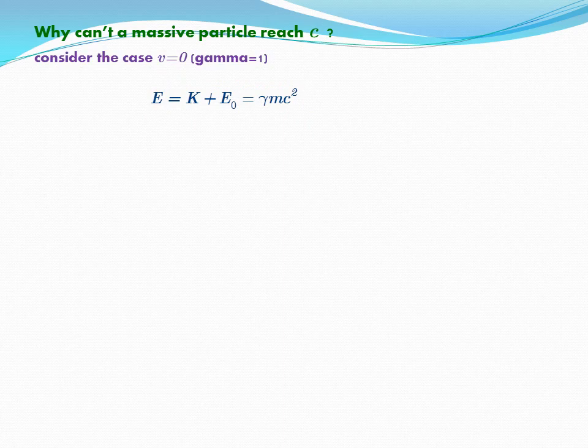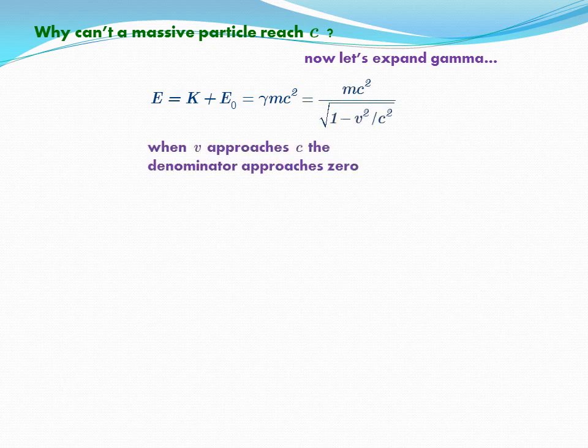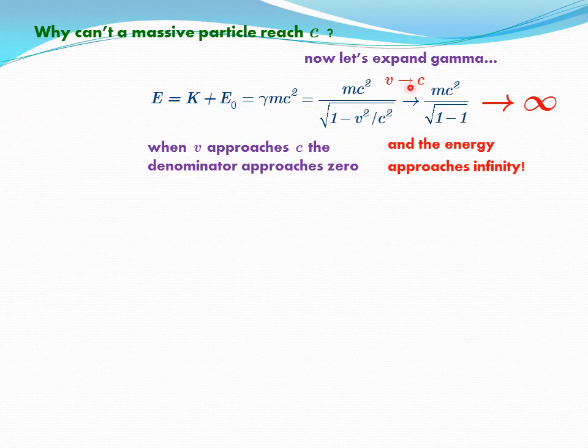Why can't a massive particle reach the speed of light? In the expression for the energy of a free point particle, consider first the case v equals 0 and gamma equals 1. What we have is an isolated particle has energy even if it is not moving, namely even if its kinetic energy is 0. Now, let's expand gamma. It is easy to see that when v approaches the speed of light, the denominator approaches 0, since we get 1 minus 1 over here. Now, since the denominator gets smaller and smaller, the whole fraction gets larger and larger. This means that as v approaches c, the energy of the point particle approaches infinity.